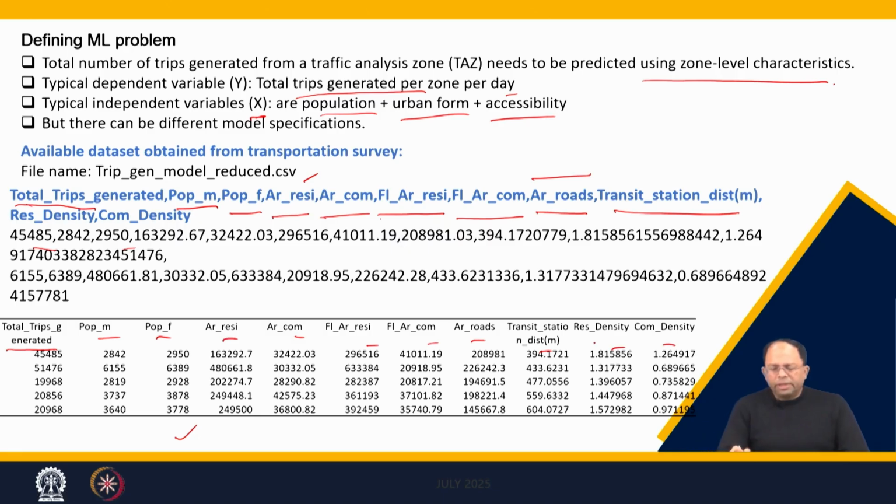So we are also taking, in addition to accessibility, residential density and commercial density. Density means total built up area divided by the area of that particular land use. So commercial built up area divided by total commercial land use area.